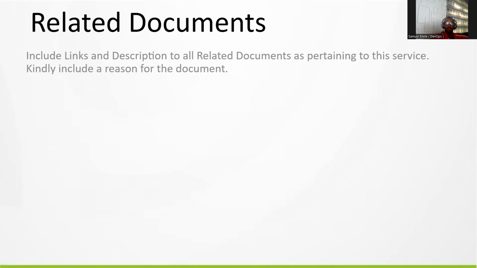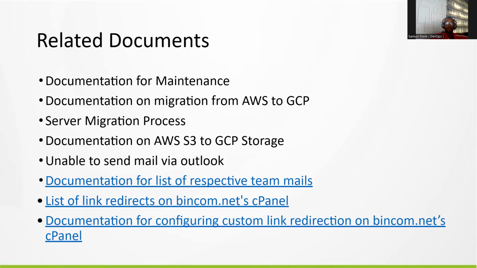So in addition to this, we include links and descriptions to all related documents pertaining to this SDD. Documentation for maintenance, documentation on migration from AWS to GCP, server migration process, documentation on AWS to GCP storage, unable to send mail via Outlook. So these are some of the documentation that you can click.